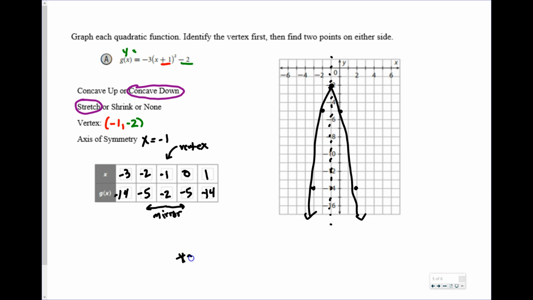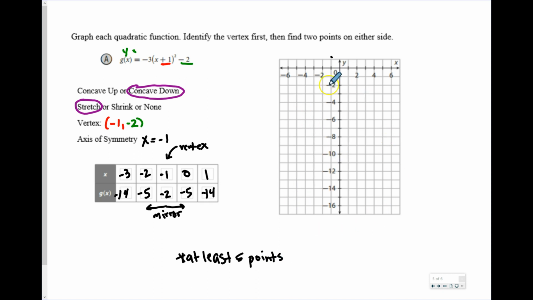You always need at least 5 points every time that you do this. If you do something like this, and I'm going to erase this for just a second, if you do something like this and plot your point and then just go like this, that is 100% wrong. You need at least 5 points. Don't do that.